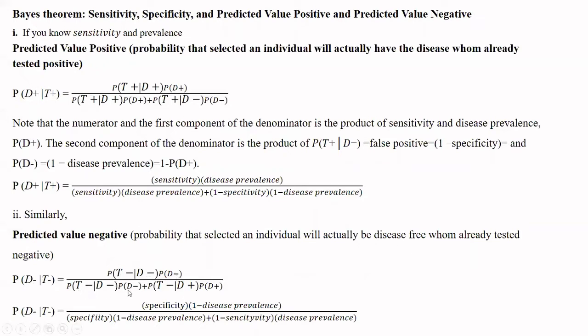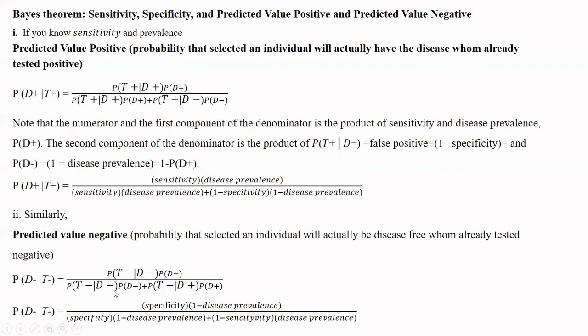Similarly, the denominator, with the first one, is nothing but the probability of T minus given D plus, that is the false negative, which is nothing but 1 minus sensitivity. Their test gives a negative result, but actually the person is suffering from the disease. This is called false negative, nothing but 1 minus sensitivity we can find, and the probability of disease is nothing but the prevalence rate.